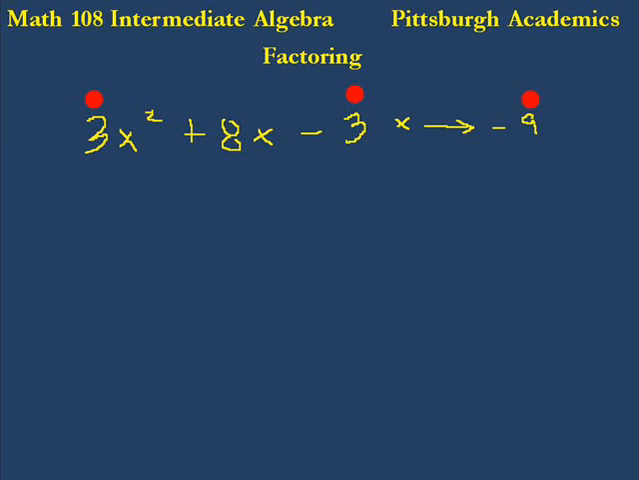And again, remember the signs do count. Signs don't always count in all types of parts of this, but in this case it does. So you need to define what multiplies to negative 9 and what adds to 8.